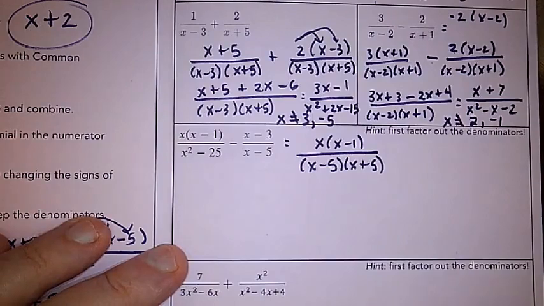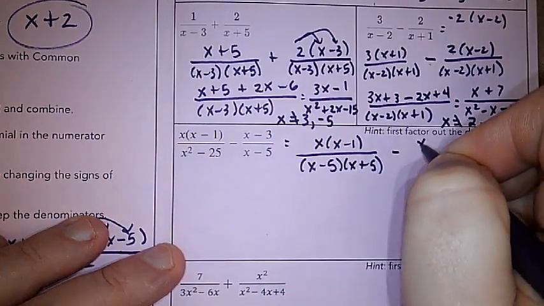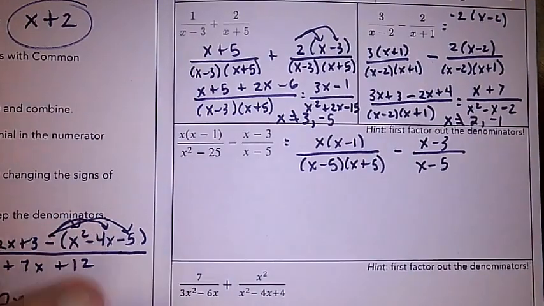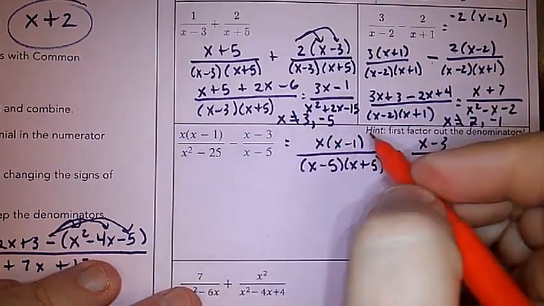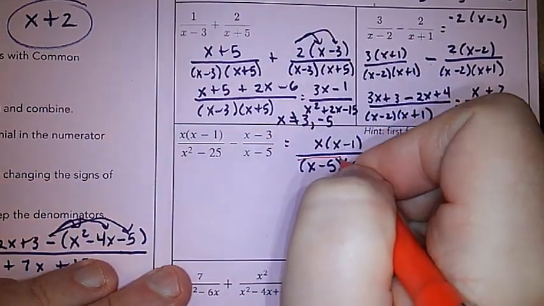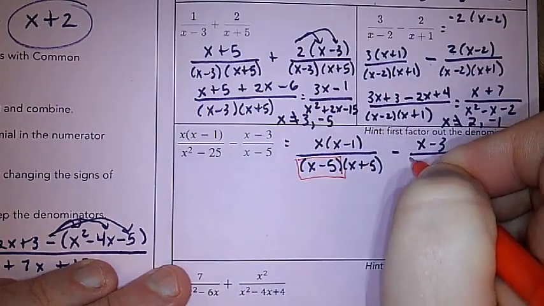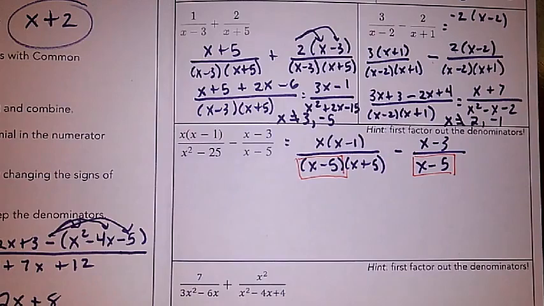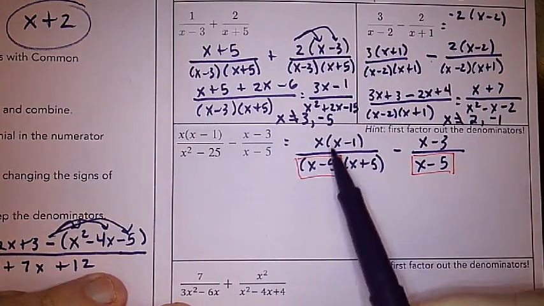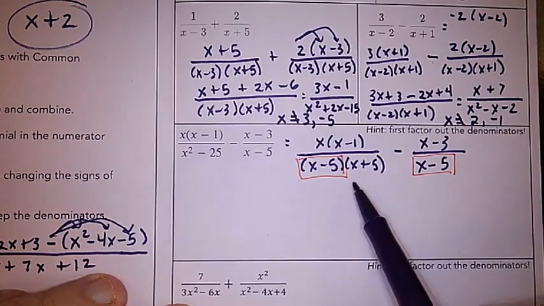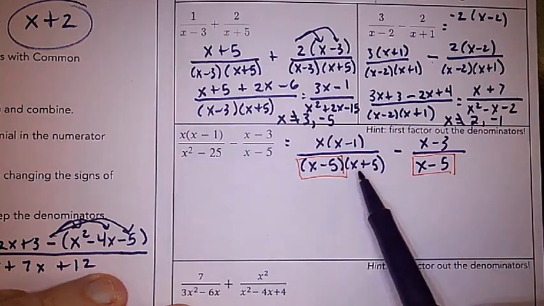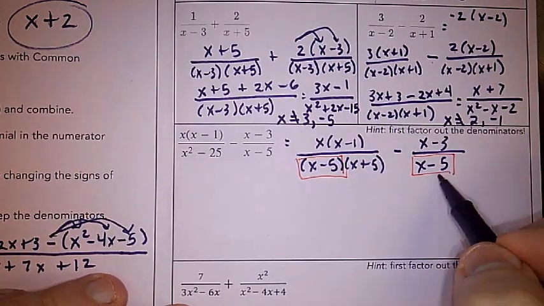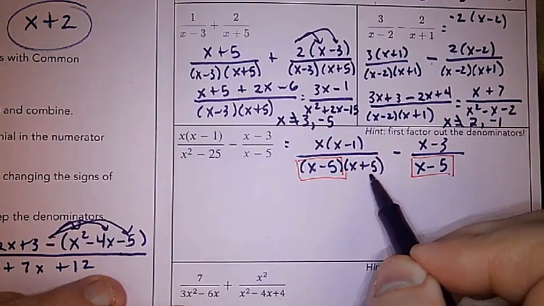So now what I'm noticing is that my two denominators have a common expression. Here is an x minus 5, here is an x minus 5. Now, what that means for me is that I won't have to multiply my first fraction at all because it already has the x minus 5. But this denominator needs to be multiplied by x plus 5.